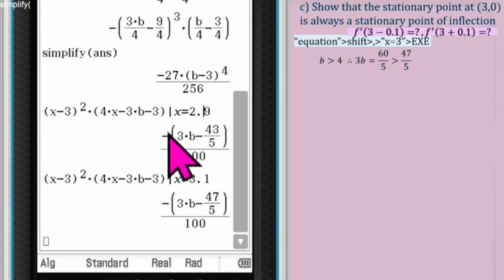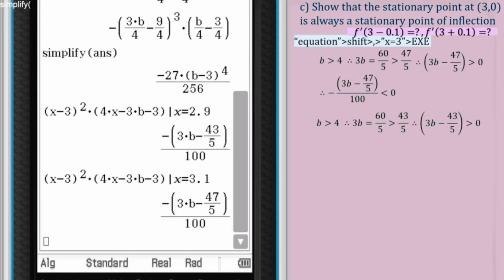Okay, here we have the gradient for 2.9 and the gradient at 3.1. Now, if the gradient is 2.9, we can see that we have this. We know b is greater than 4. Now, 3 times 4 would be 12. 12 can be written as 60 over 5. We're just looking for a common denominator so we can compare. And 60 over 5 is definitely greater than 43 over 5.